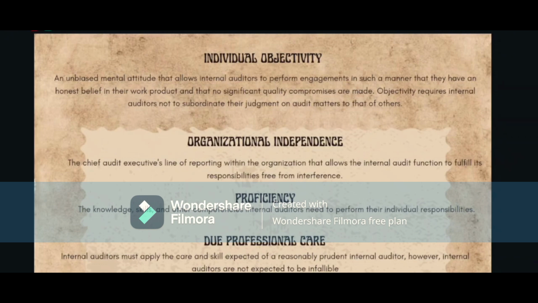So now is organizational independence. This is the chief audit executive's line of reporting within the organization that allows the internal audit function to fulfill its responsibility free from interference. Even as part of an organization, it remains independent by itself and is not affected by or under the influence of others.